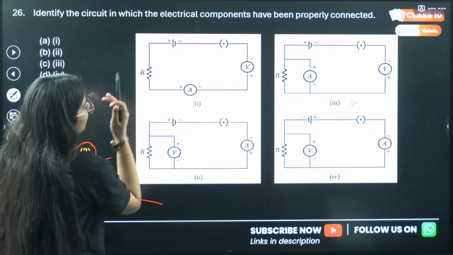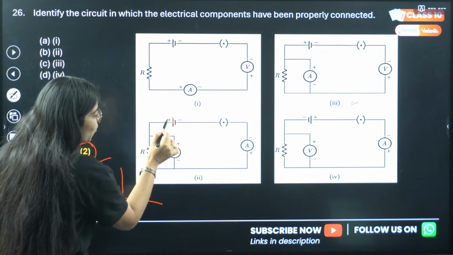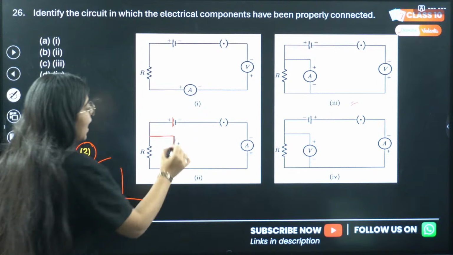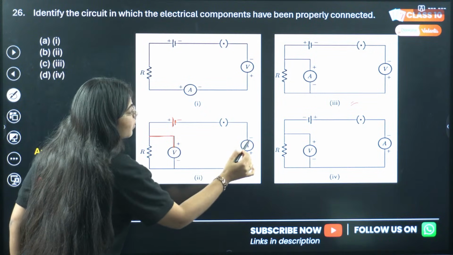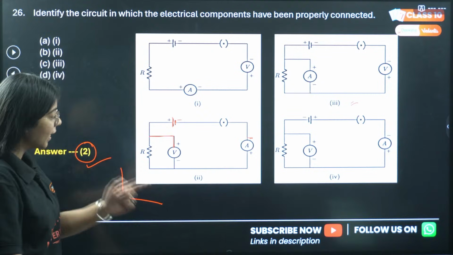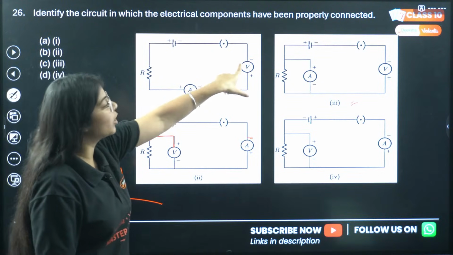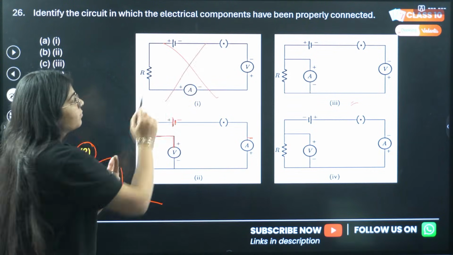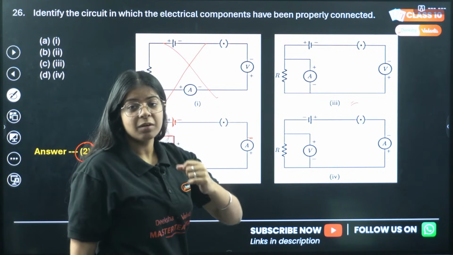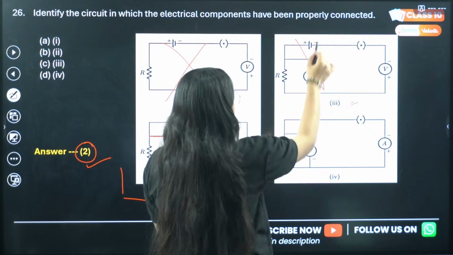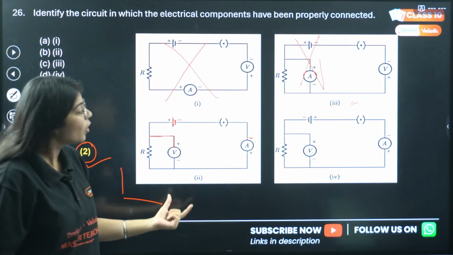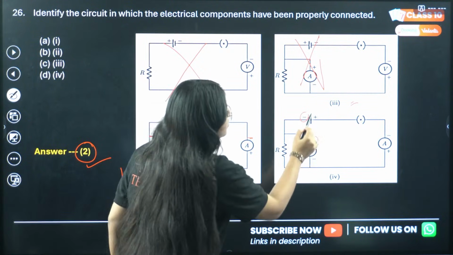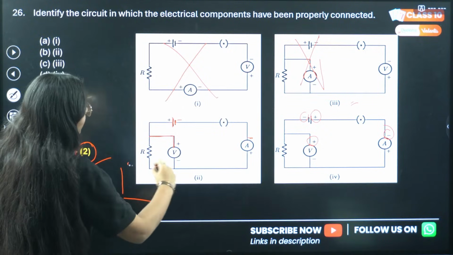Because see the battery terminals. If this terminal of the battery is positive, then that corresponding terminal of the voltmeter should also be positive. And if this one is negative, then the adjacent terminal should also be negative. And main thing, see here both voltmeter and ammeter are in series, but we know voltmeter is always connected in parallel, so this is wrong. Here ammeter is in parallel, but we know ammeter is always connected in series, so this is wrong. These two are correct. Now you have to see the sign of the batteries. Here this is positive while this is negative, and this is positive while this is negative. So option B is correct.